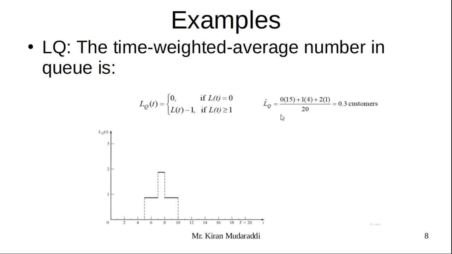Similarly, LQ we are going to calculate with the help of the same formula, 1 divided by T, 0 into T naught, that is 15. How is it 15? Here it is 5, again 10 to 20, that is 5 plus 10, that is 15. T1 is this one, this is 2, this is 2, that is 4, and this is T3, that is 1. So if you calculate, you will get 0.3 customers waiting in a queue.